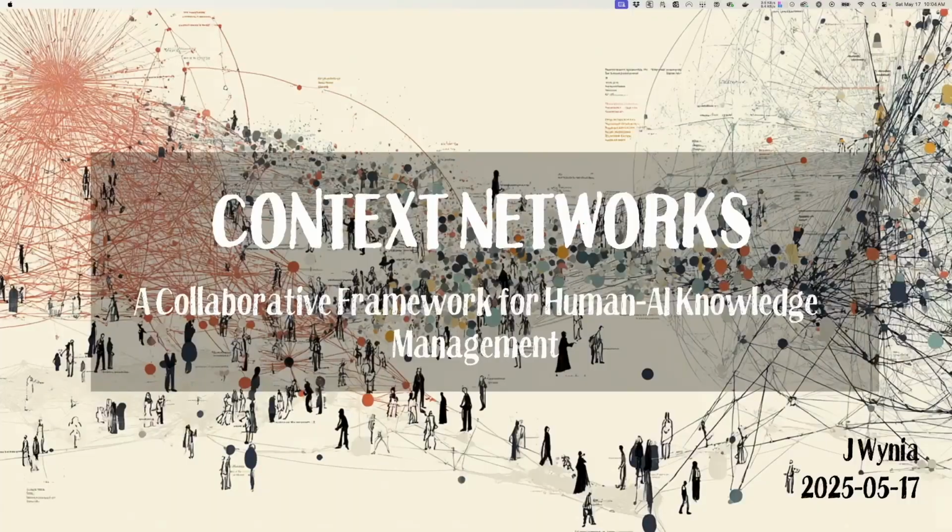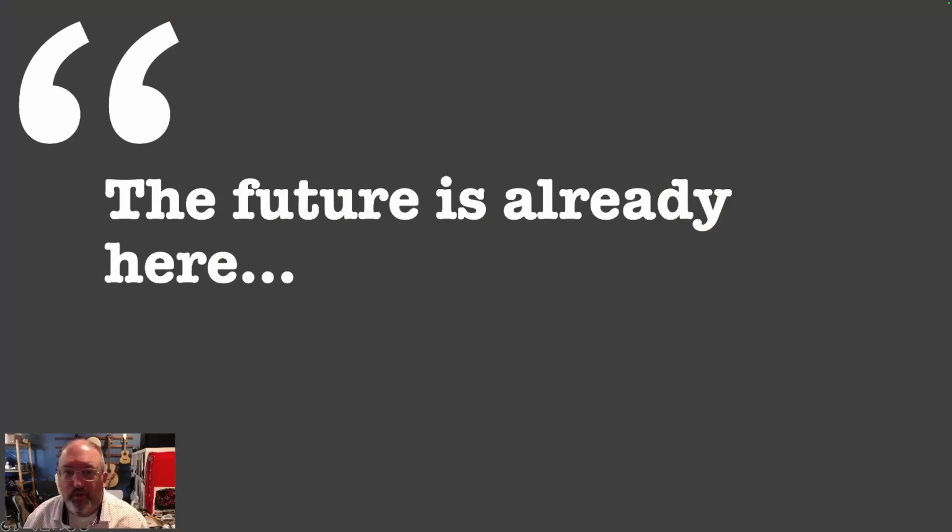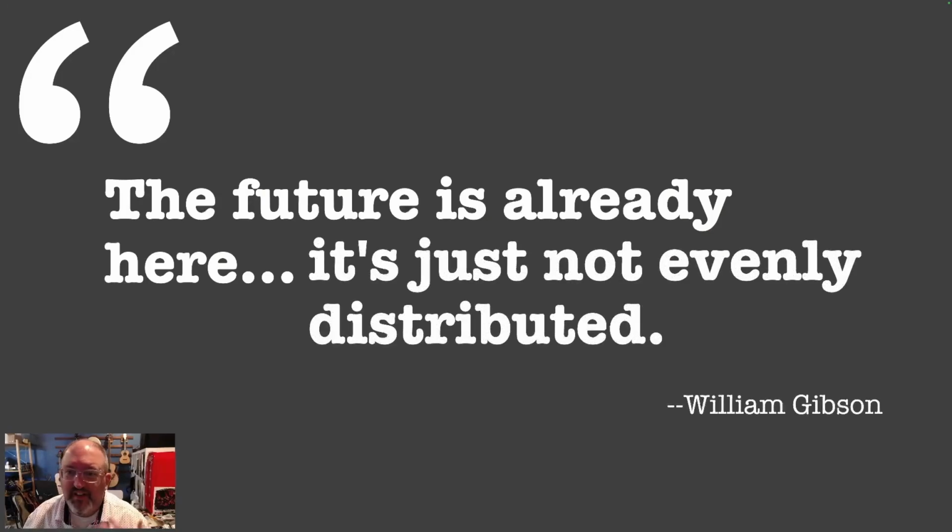We are going to be talking about context networks, which is a collaborative framework for human AI knowledge management. There's a quote I've been saying an awful lot about my AI journey, which is that the future's already here. It just is not evenly distributed. That's from cyberpunk author William Gibson. It's a fairly famous quote.